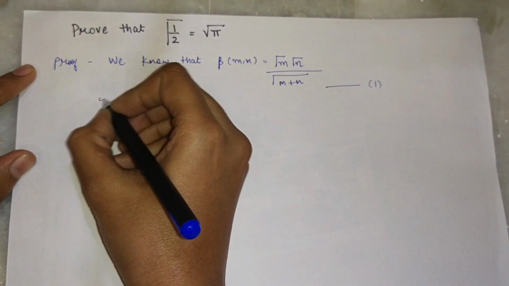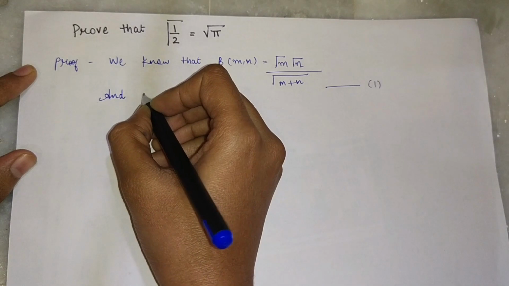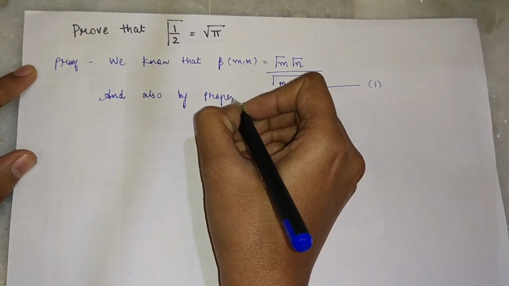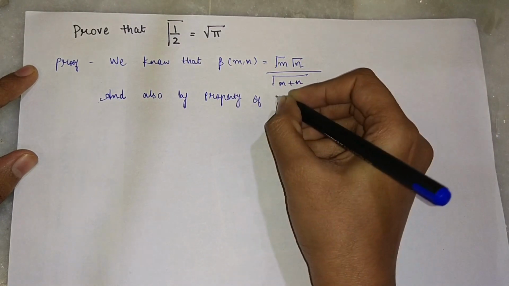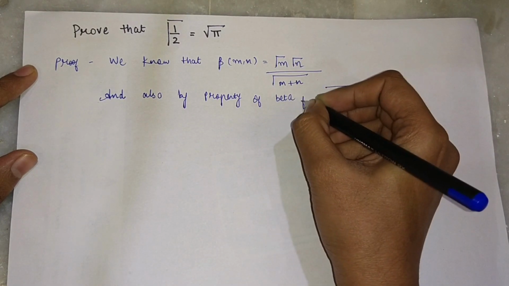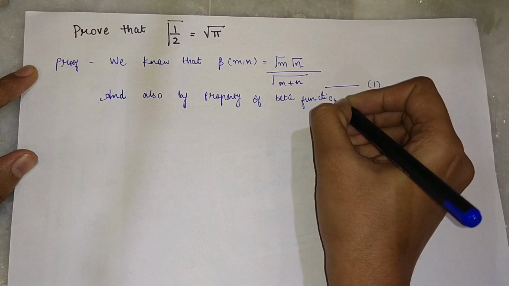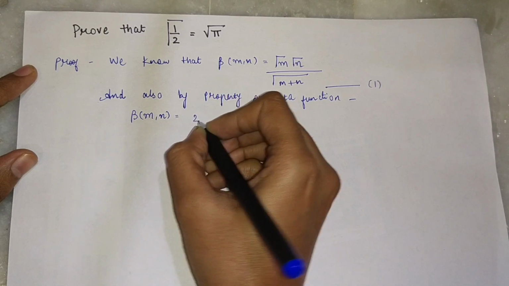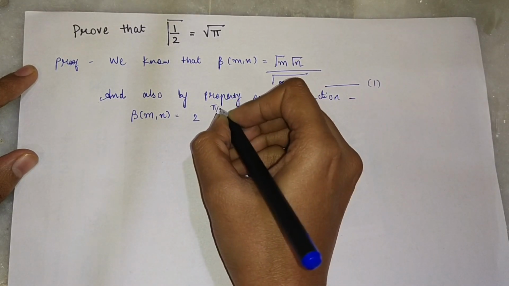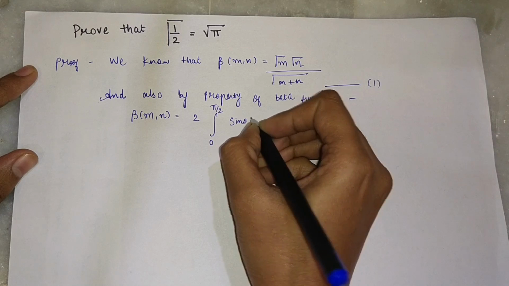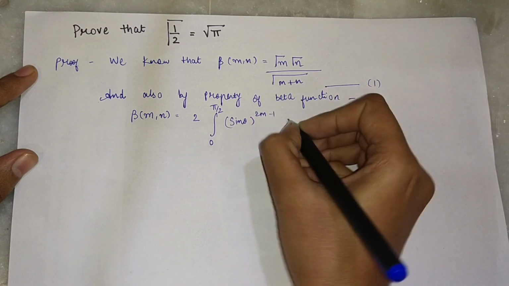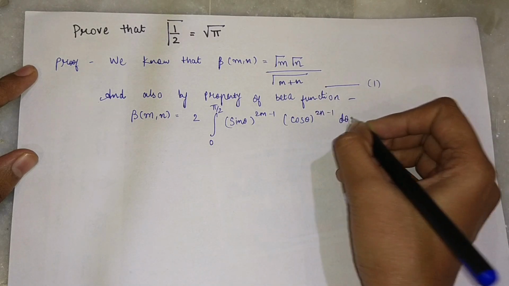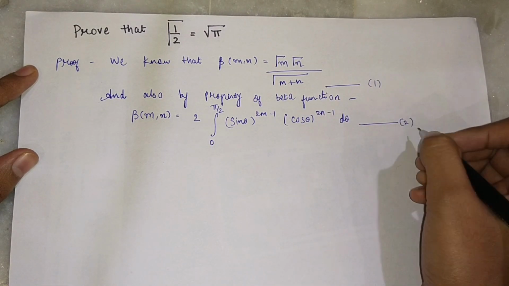And also we know one property of beta function. We know this property, that beta m comma n is equivalent to integral 0 to pi by 2 sine theta raised to 2m minus 1 and cos theta raised to 2n minus 1 d theta. So we will consider this as equation 2.